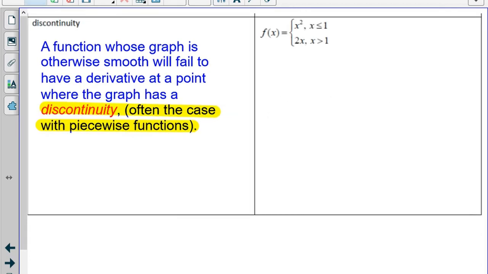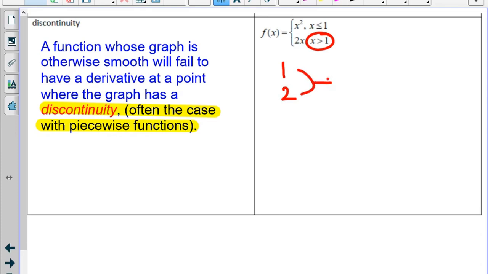Okay, finally, a discontinuity. A discontinuity is a function whose graph is failing to have a derivative at a point because the function doesn't actually have the same value on both sides. So if we take a look at this one, on the left, it's equal to 1, and on the right, it's equal to 2. It's obviously not completely equal to 2 because it's greater than instead of greater than or equal to. But as we approach from the left, the limit of the function is 1. As we approach from the right, the limit of the function is 2.